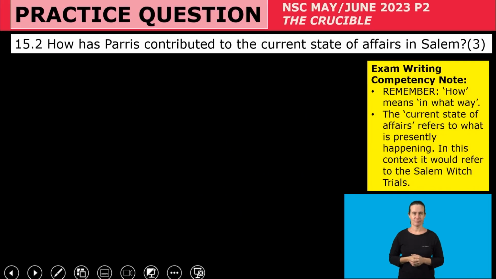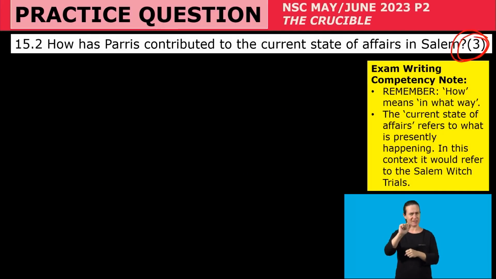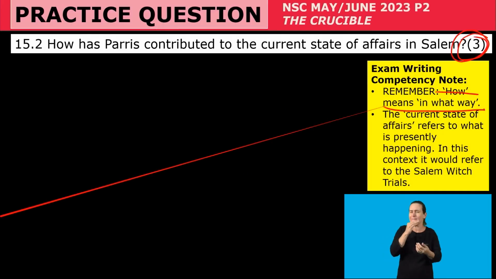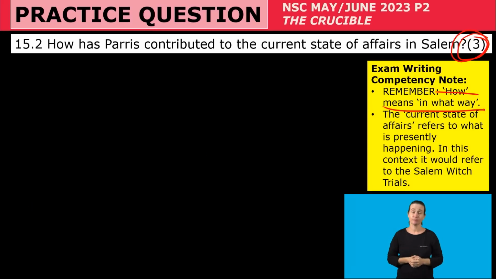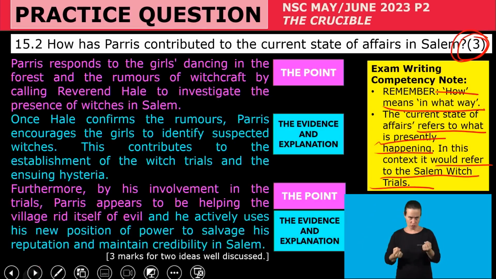How has Parris contributed to the current state of affairs in Salem? For 3 marks. How means in what way? Then, the current state of affairs refers to what is presently happening. In this context, it would refer to the Salem witch trials. So how has Parris contributed to it?